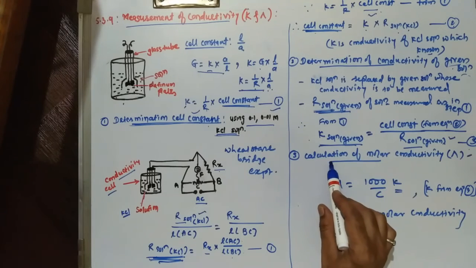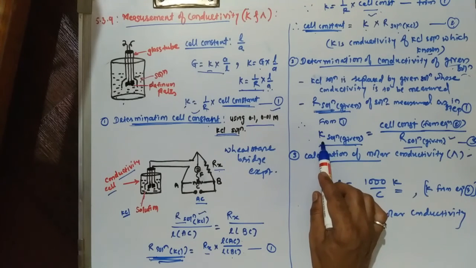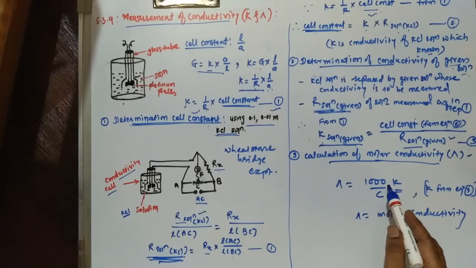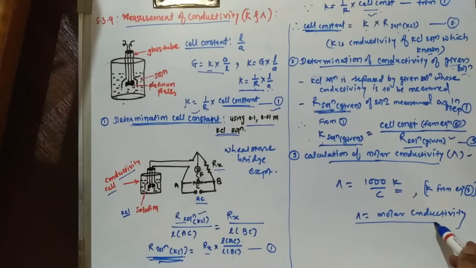Now molar conductivity is related to K. That's why we can find out the molar conductivity lambda also, that is lambda is equal to 1000 divided by C into K, where lambda is the molar conductivity. In this way, we can find out the molar conductivity of the unknown solution.